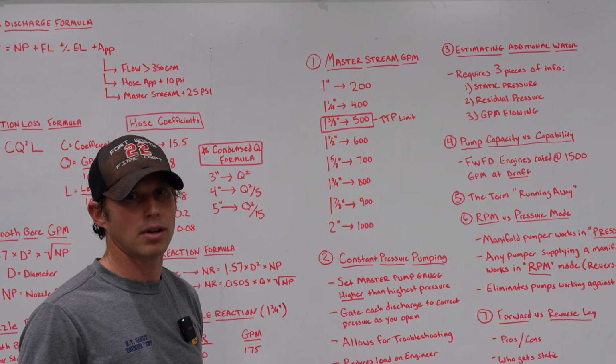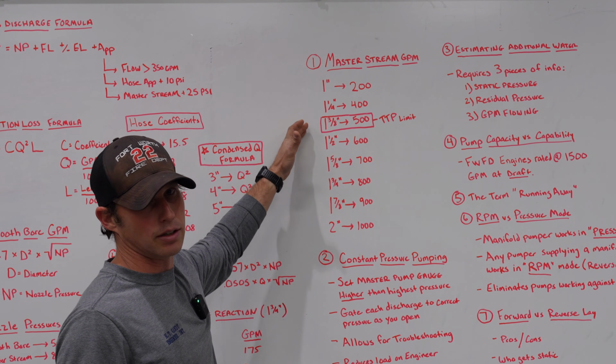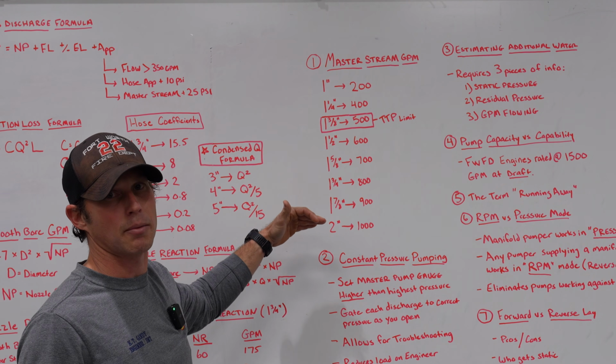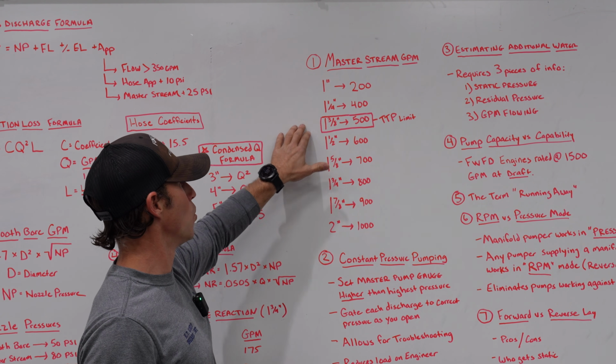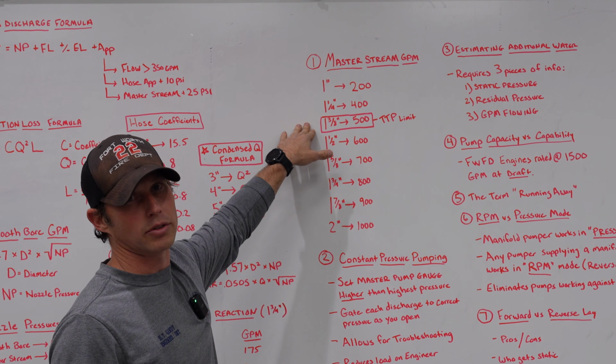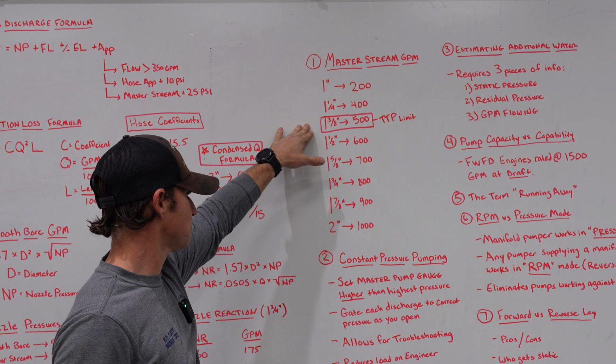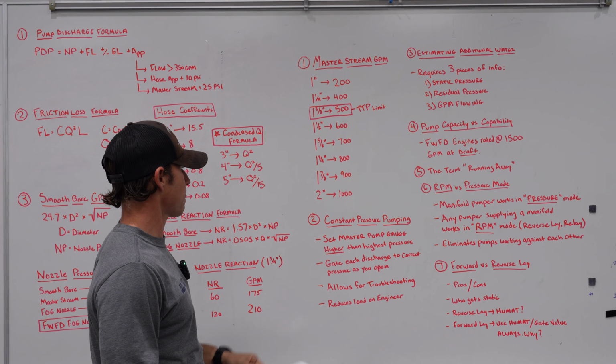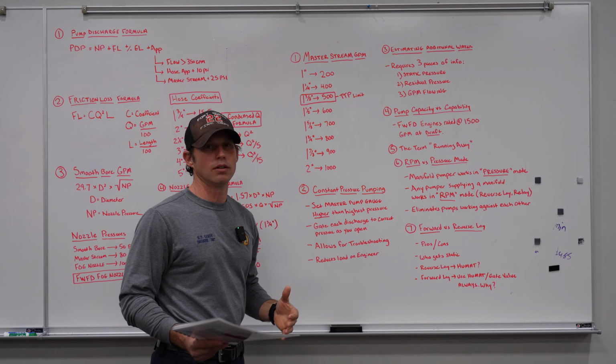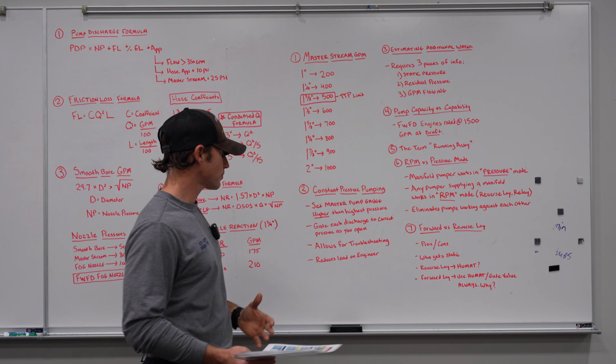Once you establish a supply line, then of course you can move to a much bigger tip size depending on how much water you have. But always start on tank water with a 1 3/8 or less. 1 3/8 is ideal. We're going to talk about the concept of constant pressure pumping.